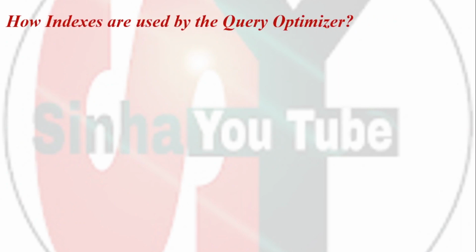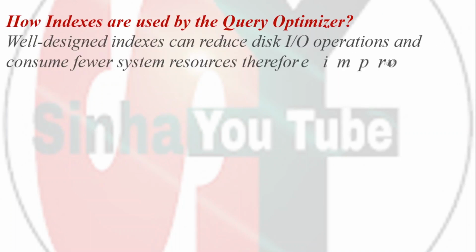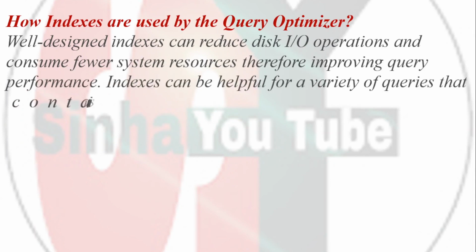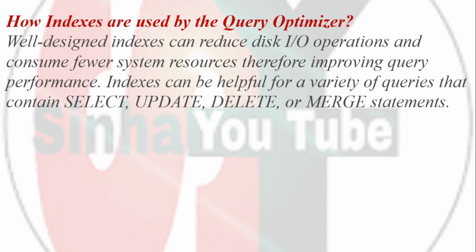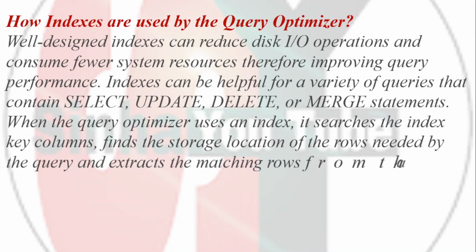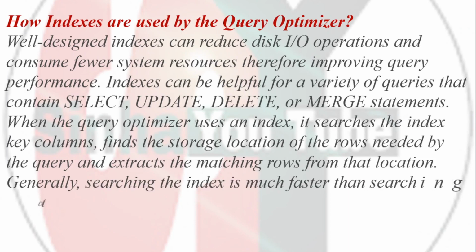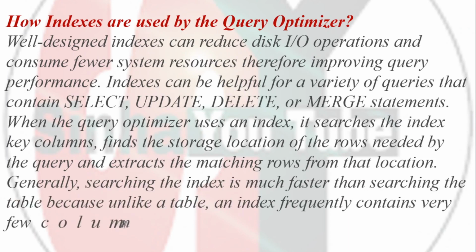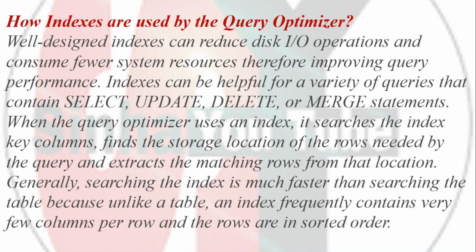Question. How are indexes used by the query optimizer? Answer. Well-designed indexes can reduce disk I/O operations and consume fewer system resources, therefore improving query performance. Indexes can be helpful for a variety of queries that contain select, update, delete, or merge statements. When the query optimizer uses an index, it searches the index key columns, finds the storage location of the rows needed by the query, and extracts the matching rows from that location. Generally, searching the index is much faster than searching the table because, unlike a table, an index frequently contains very few columns per row and the rows are in sorted order.